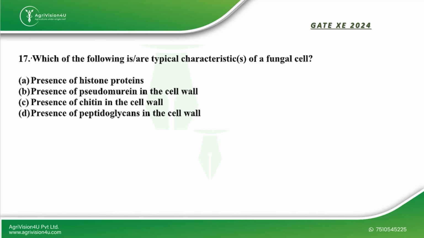So question number 17. Which of the following is a typical characteristic of a fungal cell? The options are: presence of histone proteins, presence of pseudomurein in the cell wall, presence of chitin in the cell wall, or presence of peptidoglycans in the cell wall. Over here, this portion is basically from fungal cell wall composition. So first option, that is presence of histone proteins.